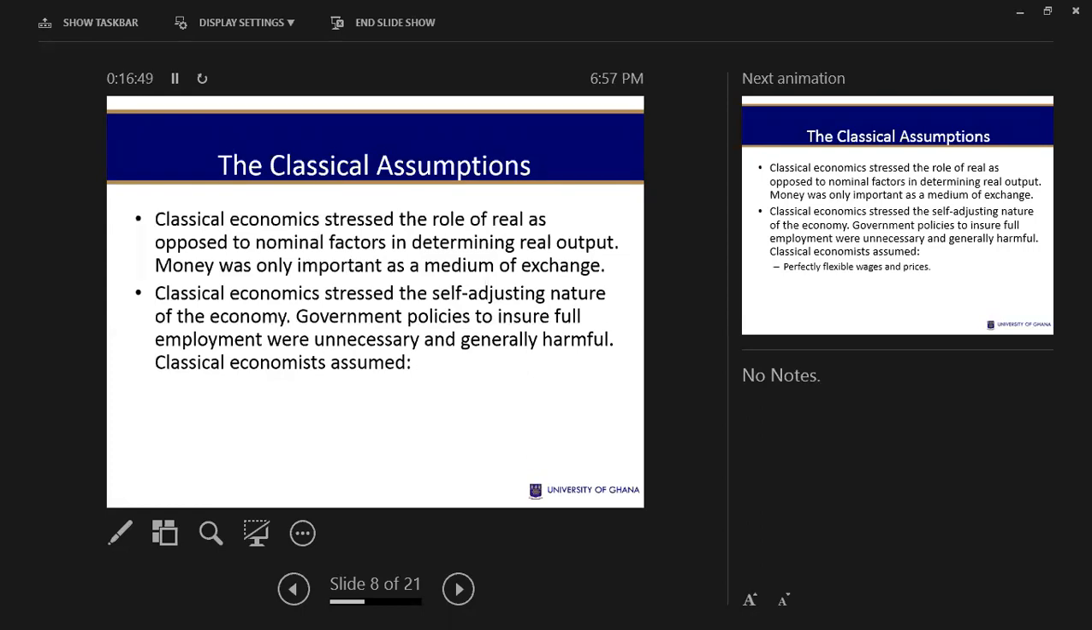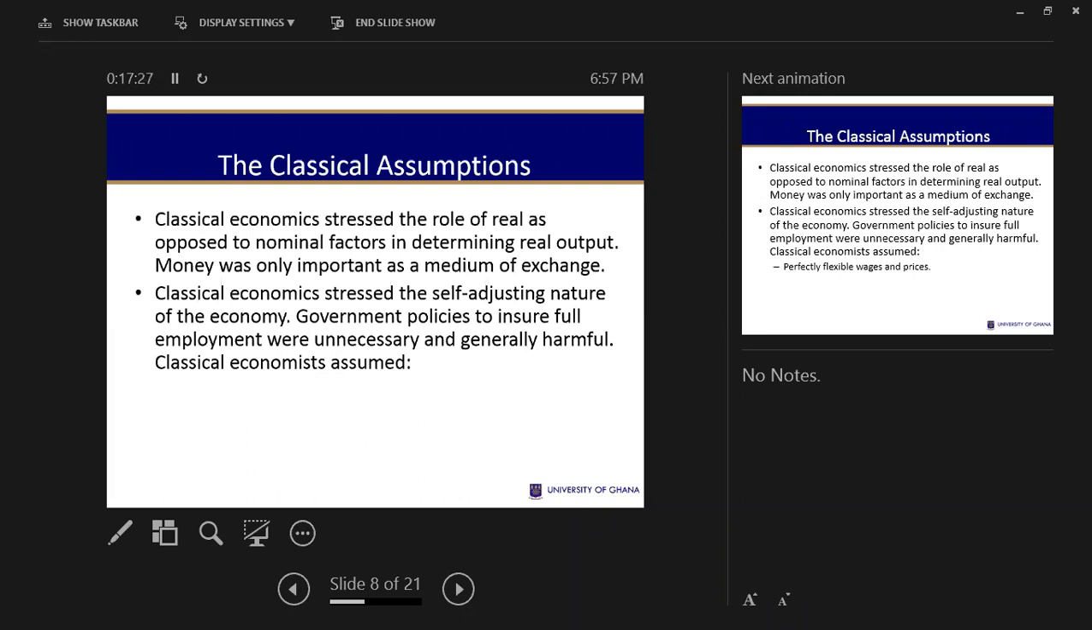Whenever there's a disequilibrium, the economy will always come back again. So for them, the role of the government wasn't really necessary. Just allow the system to work. But when we're talking about mercantilism, they believed that the government was supposed to regulate every important aspect of the economy. But these people believed in the self-adjusting nature of the economy, so they didn't really need government policies to make sure there's a stable economy.